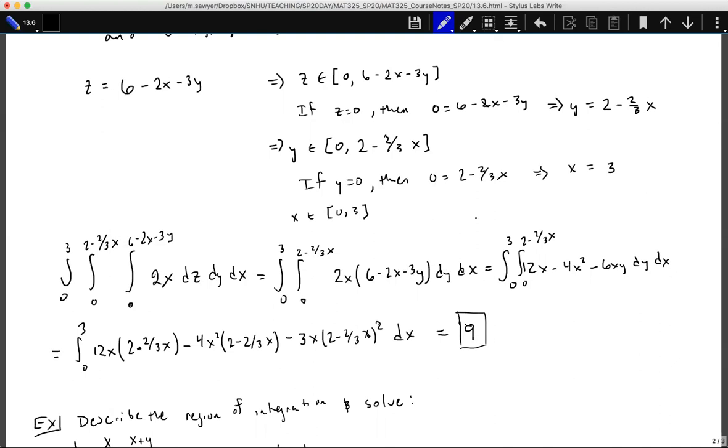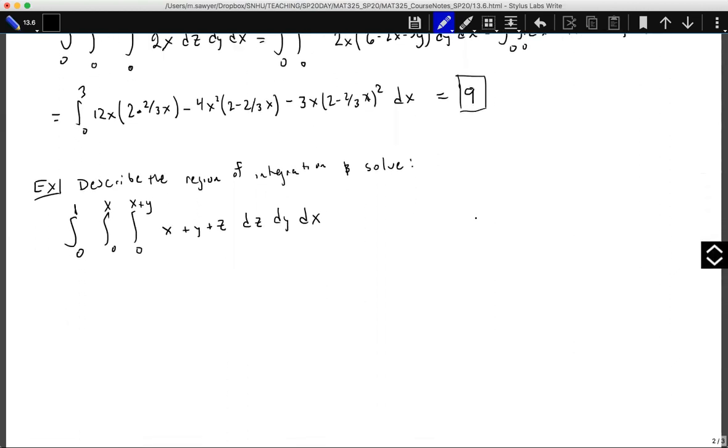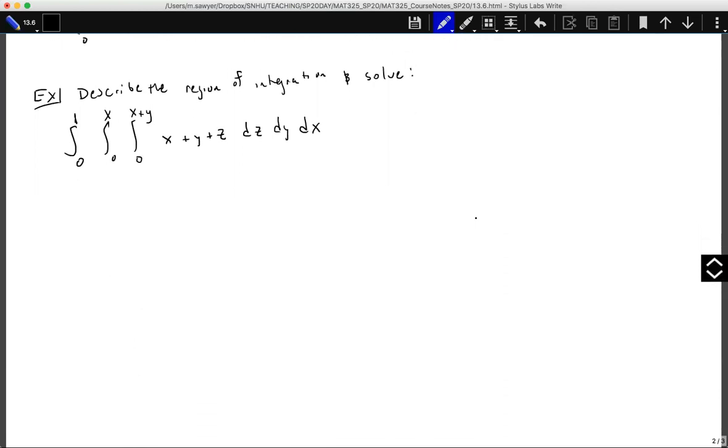Let's do one more problem. So let's describe the region of integration and solve this integral. Our integral is 0 to 1, 0 to x, 0 to x plus y of the function x plus y plus z, dz, dy, dx.